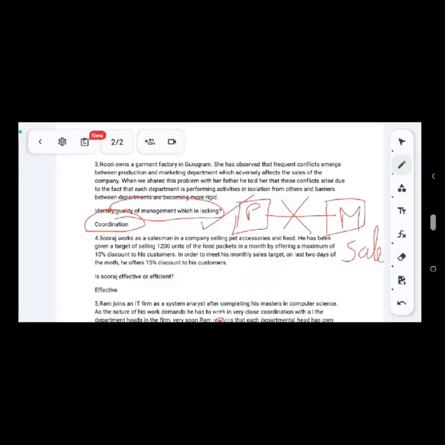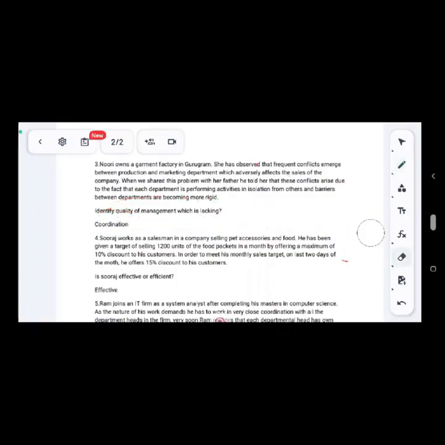There are two ways to write an answer for this question. Either you read the question, quality and essence of management, or you read the case study and relate it to the question and write the answer. Anyhow, you'll get the same answer for both, and that is coordination. Let's move to the next question.